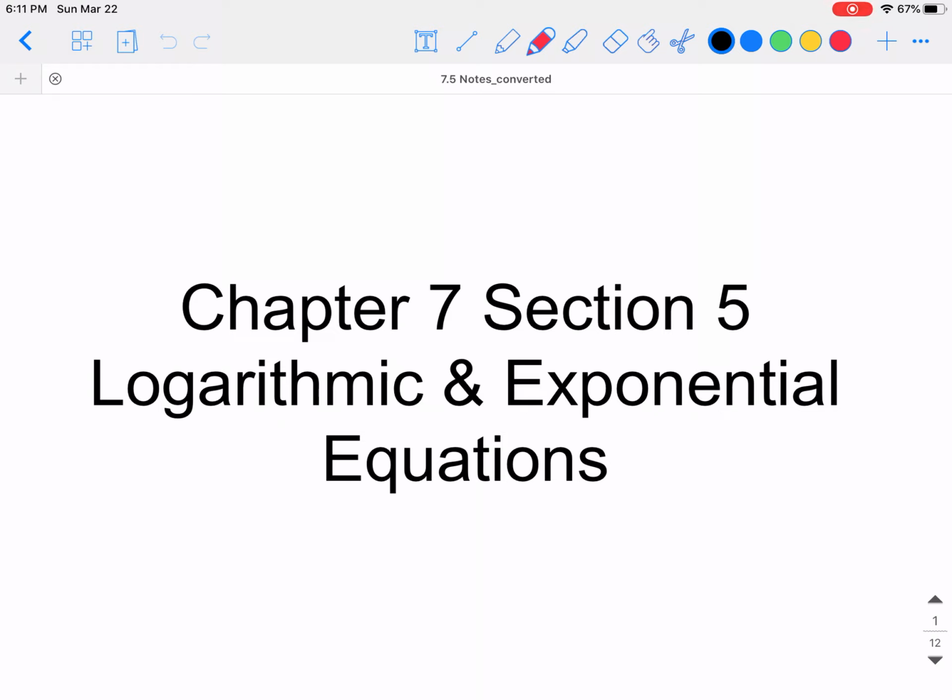Last week we went over section 4, which was properties of logs and change of base formula. Today we're going to start chapter 7, section 5, logarithmic and exponential equations. Today we're just going to go over exponential equations. The notes for logarithmic equations will be posted on Wednesday.